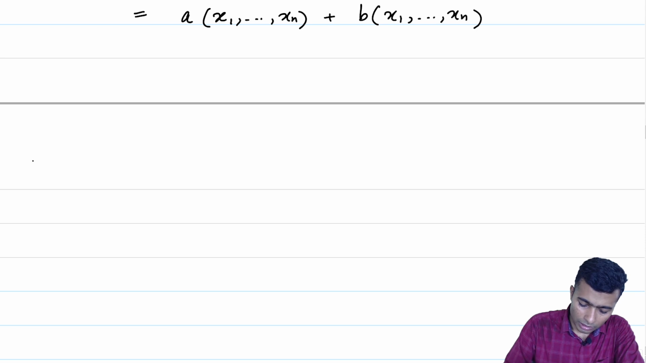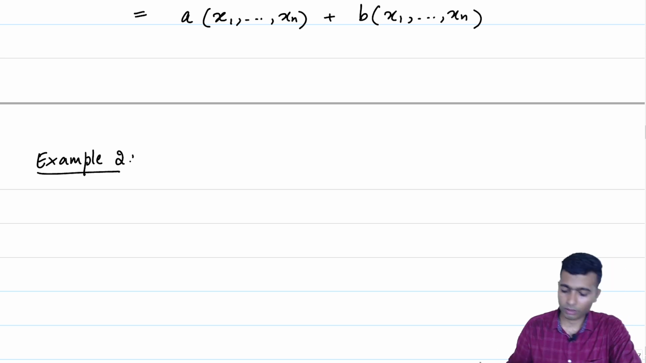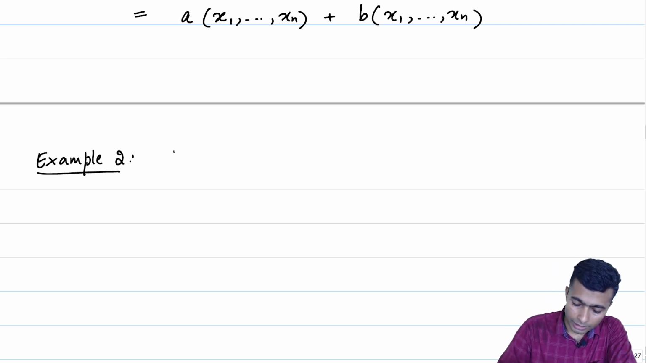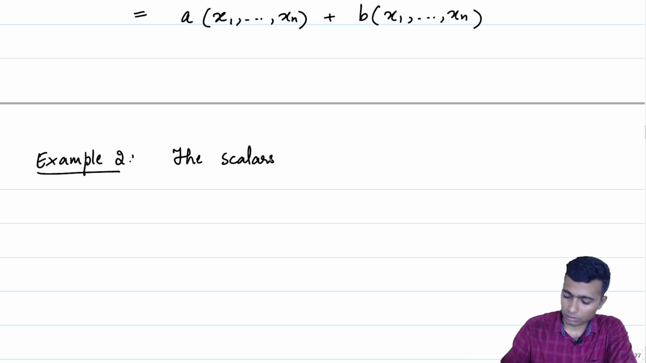Okay. A second example, example 2. Example 2 is the scalars, the field of scalars. So, R, the scalars, F or R, let me call it R, is a vector space.